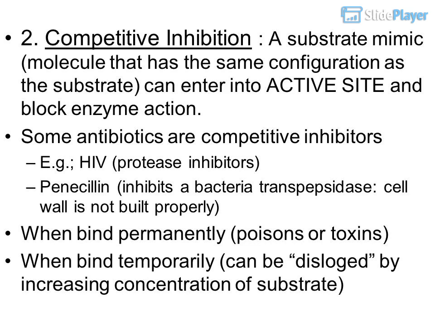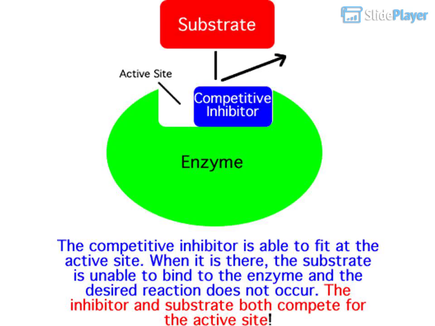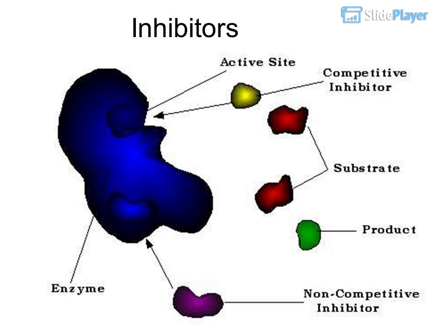2. Competitive inhibition. A substrate mimic molecule that has the same configuration as the substrate can enter the active site and block enzyme action. Some antibiotics are competitive inhibitors. For example, HIV protease inhibitors. Penicillin inhibits a bacterial transpeptidase, so the cell wall is not built properly. When bound permanently, they act as poisons or toxins. When bound temporarily, they can be dislodged by increasing the concentration of substrate. Inhibitors.